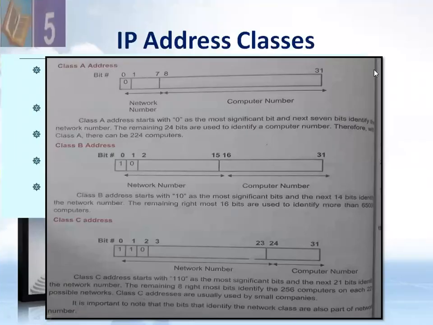Class A address starts with 0, class B address starts with 10, and class C address starts with 110. So class C address is more suitable for small organizations and small companies, and it is important to note that the bits that identify the network class are a part of the network number.